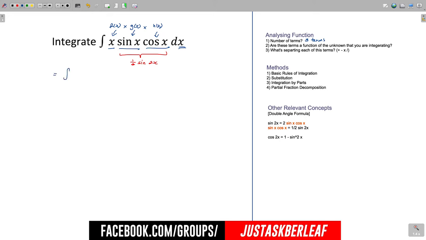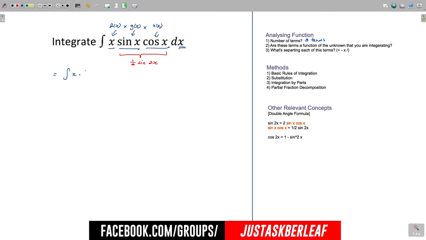Now, we have an integration of x multiplied by, now instead of using sine x cosine x, we can replace it with half sine 2x. Alright? And let's bring out the half in order to have an easier integration function. All right.